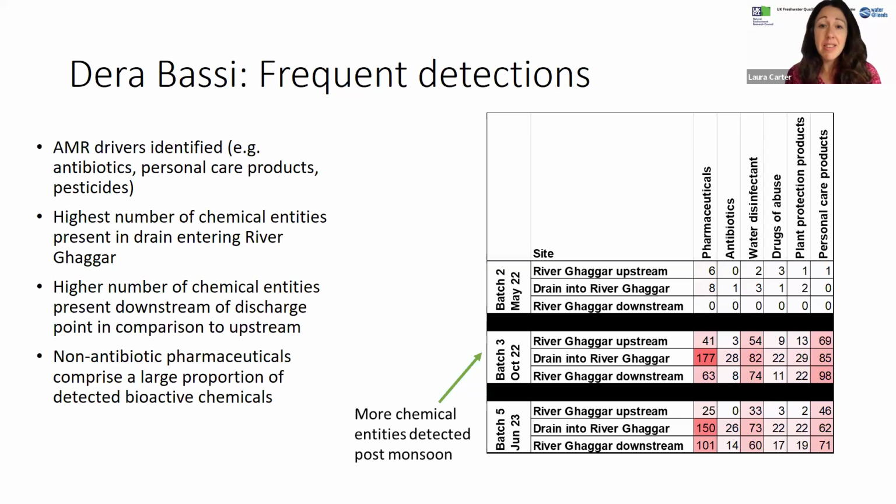But as you can see, and as I alluded to in my previous slide, the upstream is far from what you could consider a clean or pristine sample. What we did see were quite high levels of water disinfectant and personal care products. Personal care products, based on previous research, is what we're expecting, but the numbers of water disinfectants was a lot more than what's typically been seen. And where we had a sampling just after the monsoon season, we saw a higher number of chemical entities in comparison to pre-monsoon.